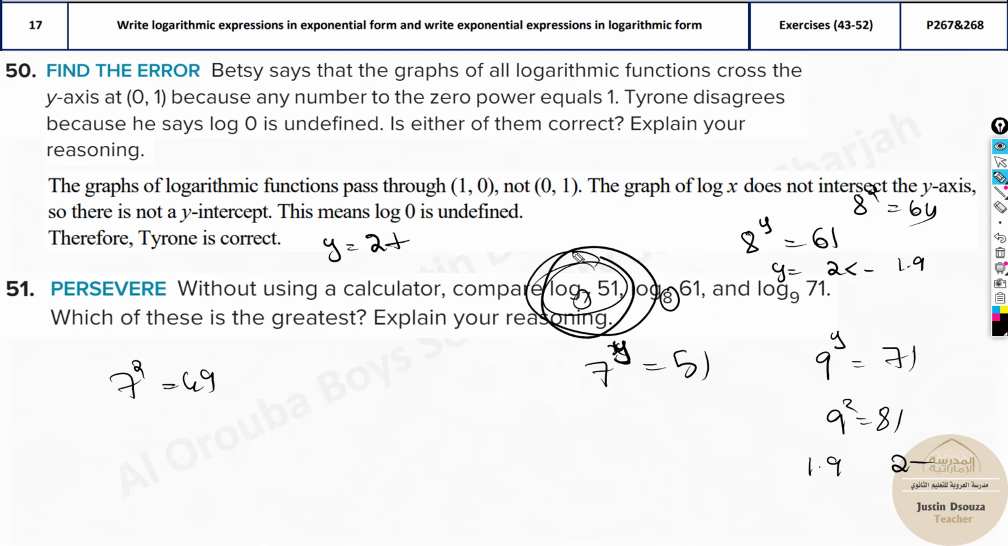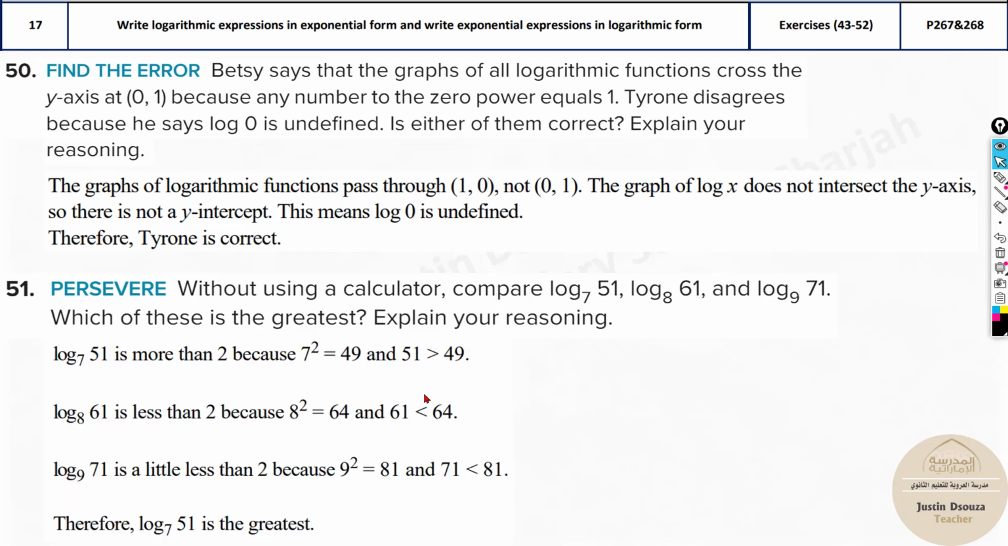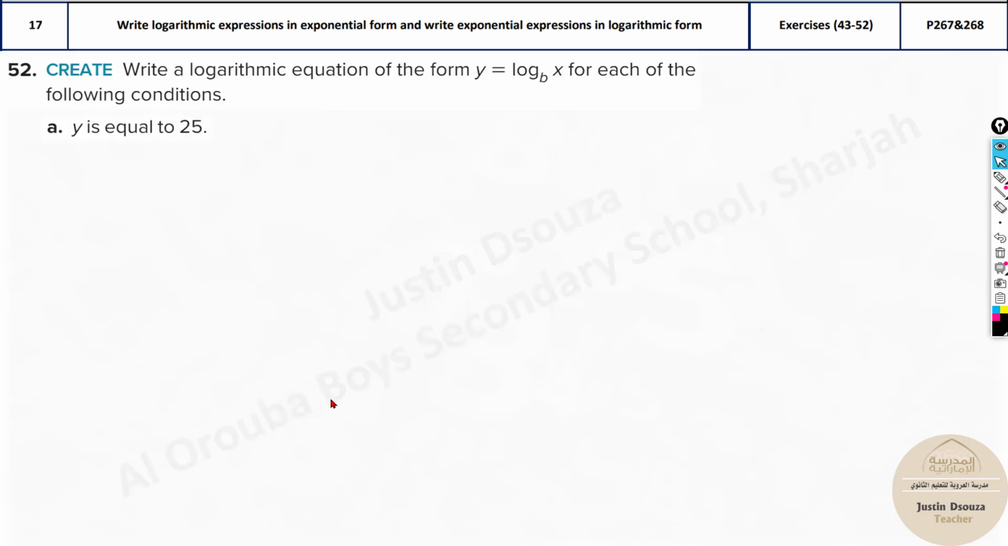So only over here we can see the value will be more than 2. The y value is more than 2. You can try using your calculators also. You will get the answer for this more than 2. Over here it will be 1.9 and 1.9. That's the thing. So log base 7 of 51 is the greatest. If you have understood the base and the relationship of log, then this is very easy. In fact, log is an easy concept, but it's a bit tricky. But once you understand, you will realize, oh, how easy it is.